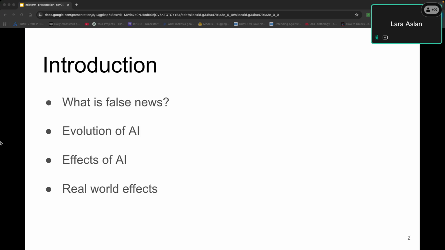In recent years, AI has evolved rapidly, and such technologies can be used to generate misleading content that looks very believable easily and fast. The real-world effects of false news are significant. They can be used to sway public opinion, impact elections, and they often spread rapidly to large groups of people through social media platforms.